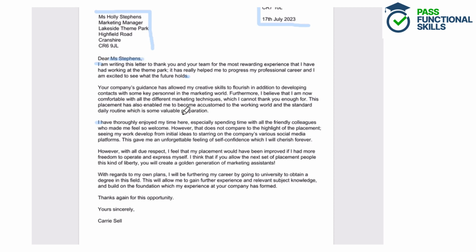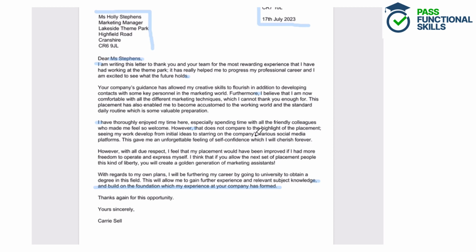We've also got commas that are used throughout the answer to add some further details and ideas onto sentences. So for example, we have a comma after furthermore here. We have another comma after however. So they're used after these sort of connecting words. And we also have a comma used here to sort of add more detail about what will happen once they have gone to university. So this will allow me to gain further experience and relevant subject knowledge, and then adding on that they will build on the foundation of the experience at the company.